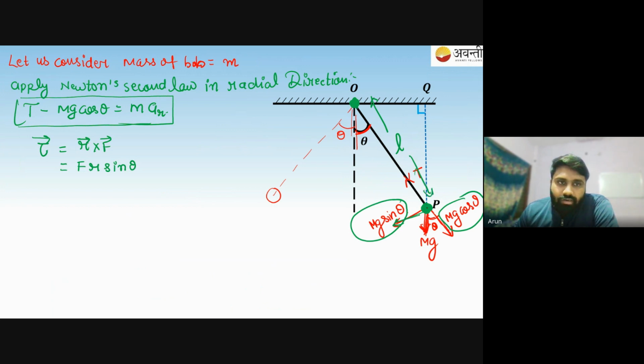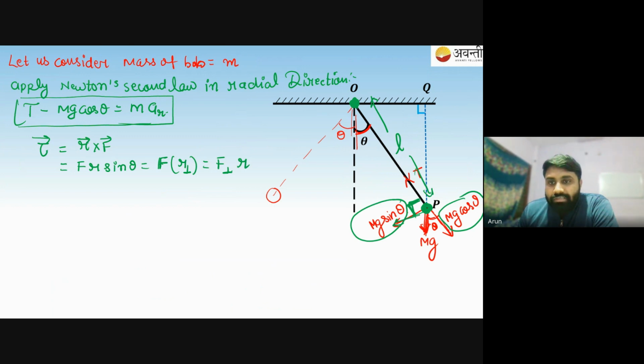Got it? Now, if you talk about this expression, it is F into R perpendicular. R perpendicular means the perpendicular distance with respect to force. So this distance from the center of rotation will be perpendicular to the force. So here it is mg sine theta which is perpendicular to this length. Got it? Or the same thing you can do with force also. You can take the perpendicular component of force with respect to the length. The same thing will be applicable.